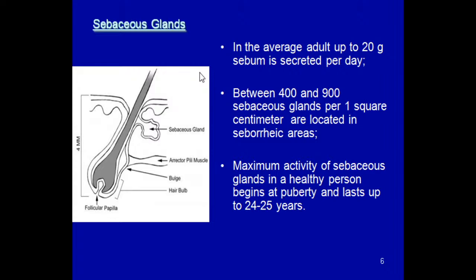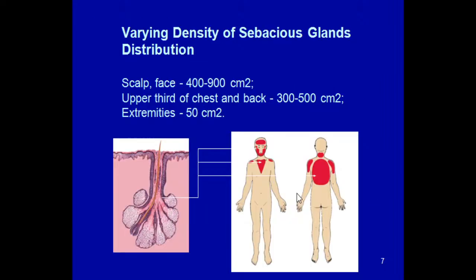Maximum activity of sebaceous glands in a healthy person begins at puberty and lasts up to 24-25 years. Varied density of sebaceous gland distribution: scalp and face, 400-900 per square centimeter. Upper part of the trunk, chest and back, 300 to 500 per square centimeter. Extremities, 1500 per square centimeter.